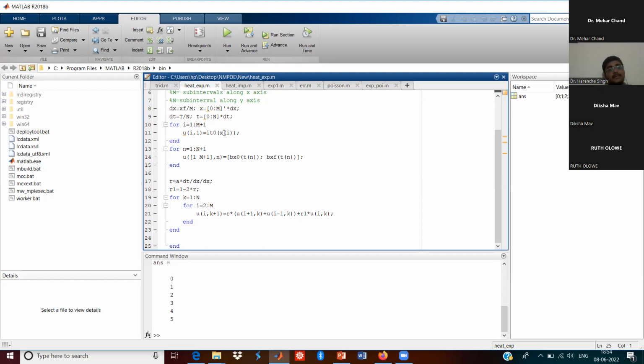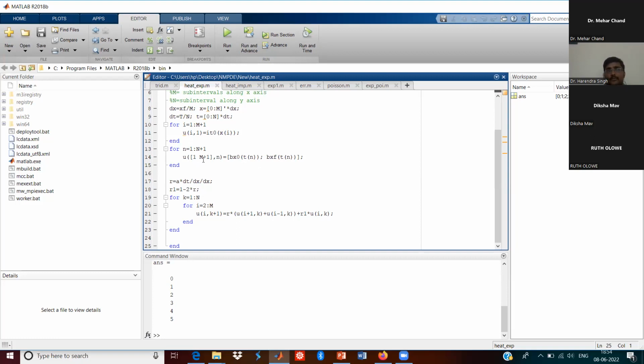Since the initial condition is a function of x, the program will run for x, and the boundary condition is a function of t, so the program will run for t. There is one thing I am using in the code, that is square bracket 1 to m plus 1, which I have already explained. 1 to m plus 1 means 1, 2, 3. What will be the values? It is not a row, it is just an entry.